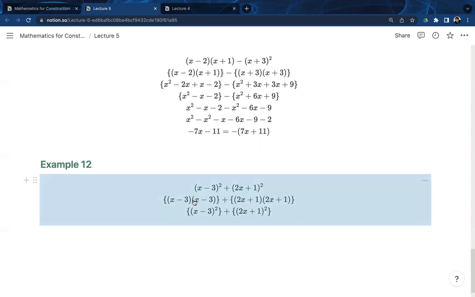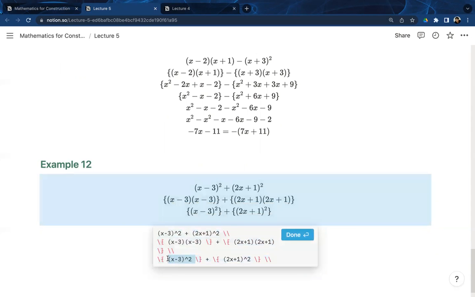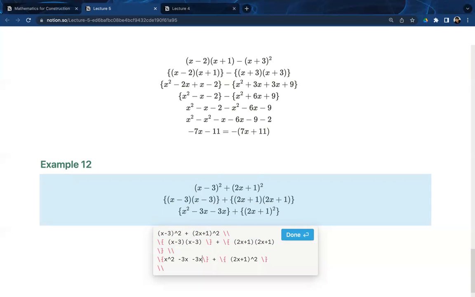Right? So x minus 3 by x minus 3, 2x plus 1 by 2x plus 1. Now we try and figure out what the expansion is. So x by x is x squared. -3 by x, -3x, x by -3, -3x, and -3 by -3 is +9. This one now, 2x by 2x is 4x squared. 1 by 2x, 2x, 2x. 1 by 1 is 1.